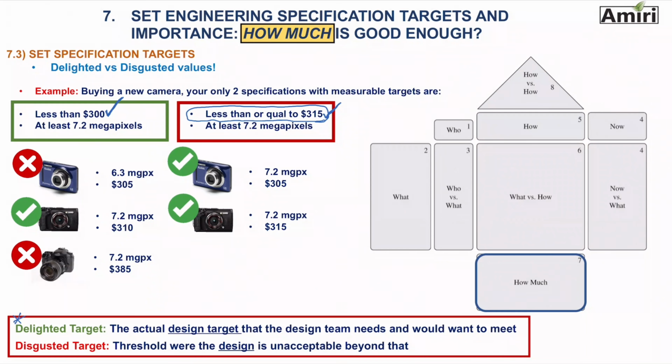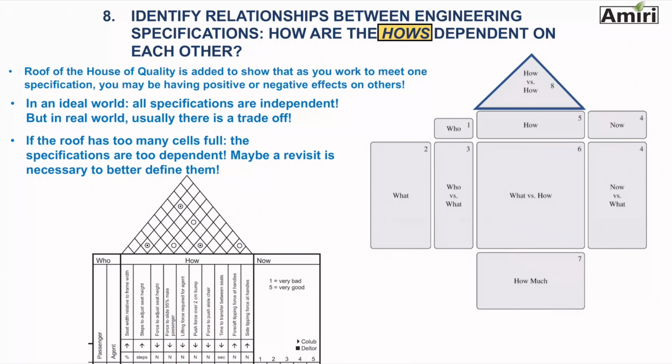Looking back at the last step, the roof of the house of quality, that's referred to as the trade-off. Trade-off is when you want to improve one of your qualities, but it's negatively affecting another one. Trade-off is when two separate engineering specifications contradict each other. That's what this section of the house will address. In an ideal world, we want all the specifications to be totally independent of each other, but that usually doesn't happen because of trade-offs in engineering specifications.